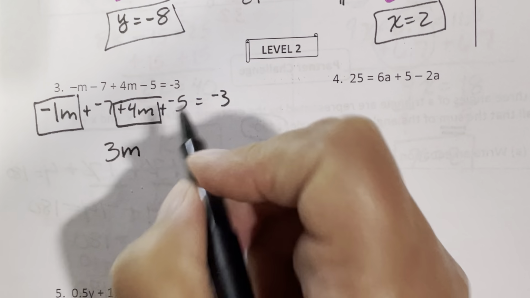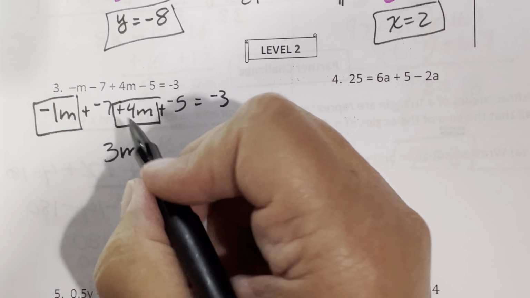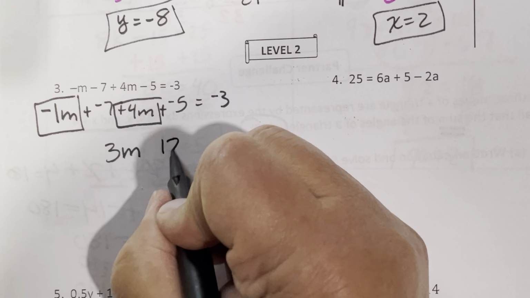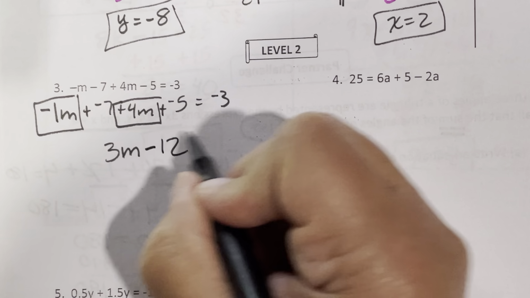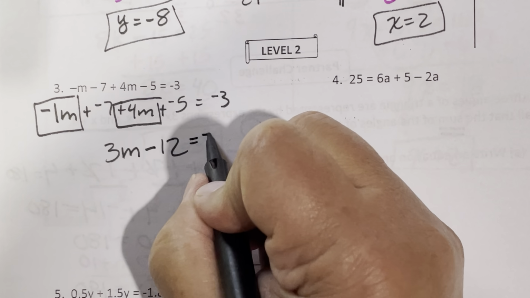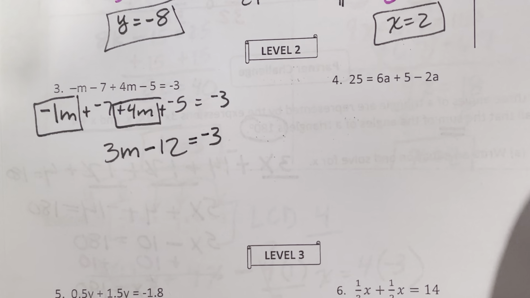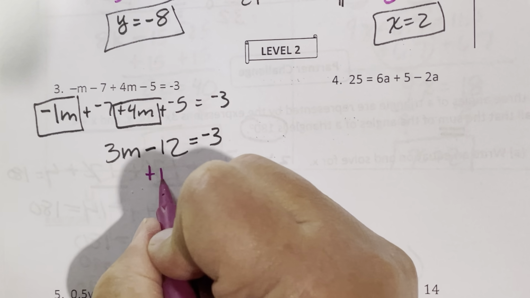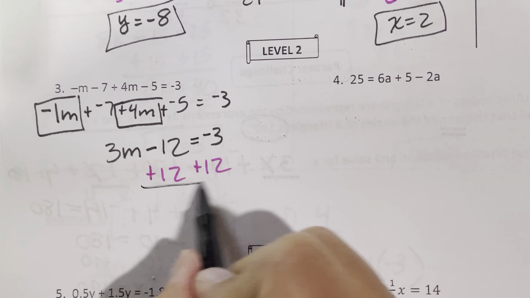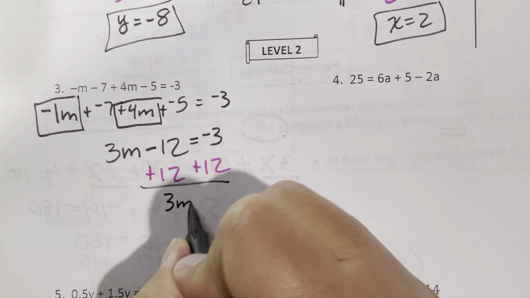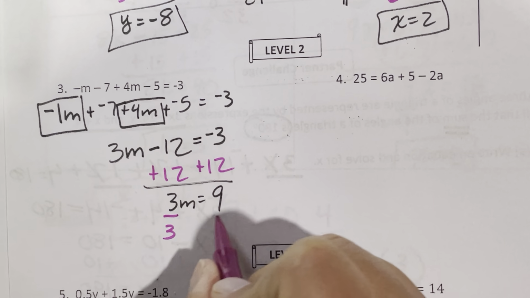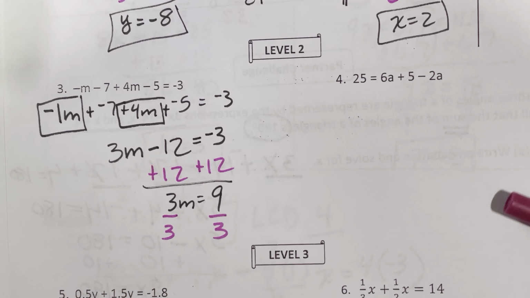Negative 7 and negative 5, the signs are the same, so you just add them. 5 plus 7 is 12. They're both negative, so it's minus 12, because plus negative is the same as subtract. Equals negative 3. All right, the inverse of minus 12 is plus 12. And 3m equals 9. Divide both sides by 3. And m equals 3.